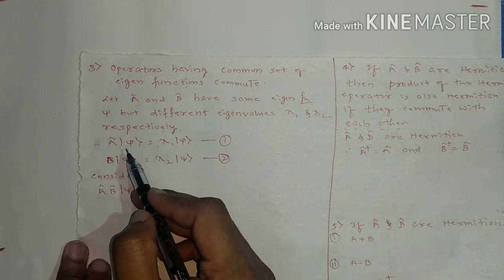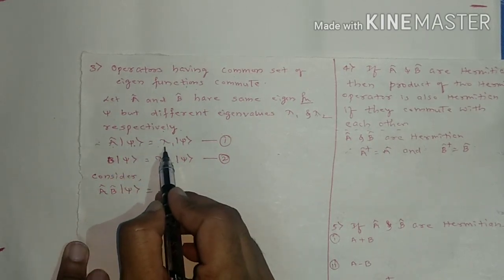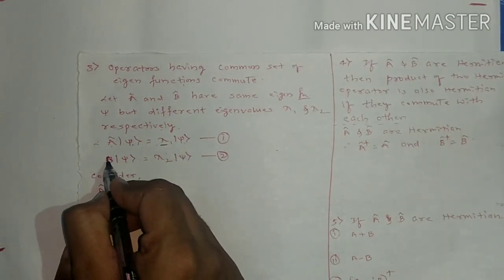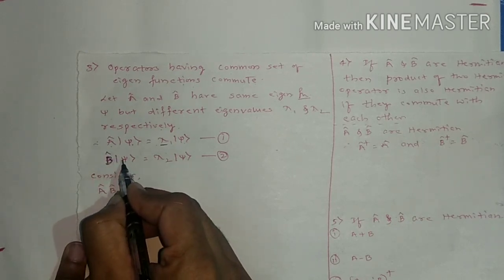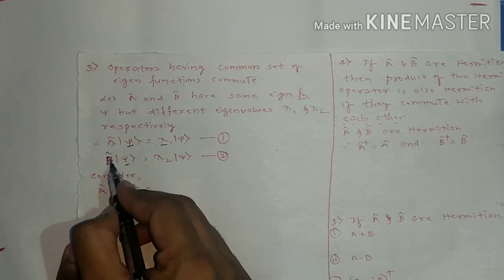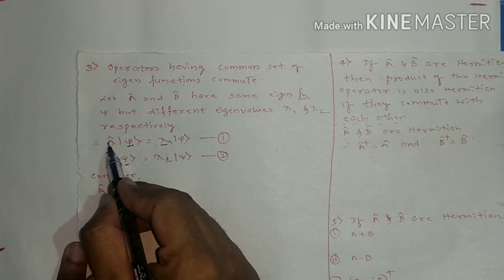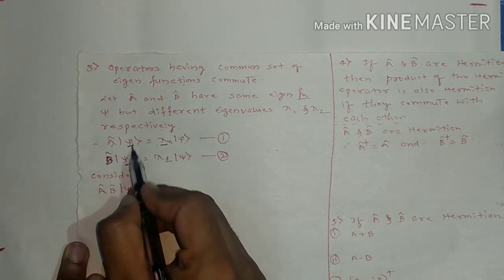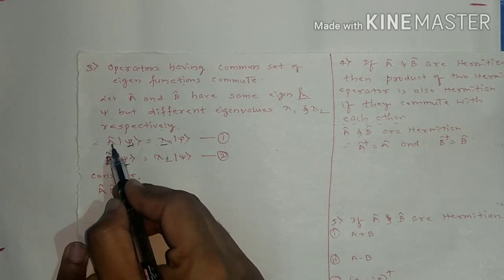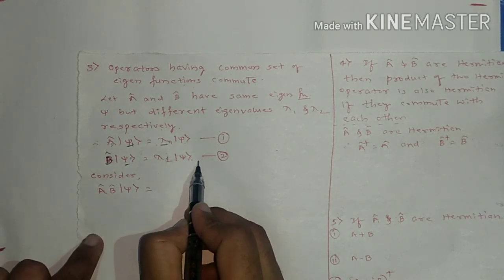Therefore the eigenvalue equation will be: operator A operating on psi gives us eigenvalue lambda 1 psi, and operator B operating on the same eigenfunction psi gives lambda 2 psi. So the eigenfunction is the same but the operators are different and the eigenvalues are different. Now we have to show that these two operators, which have the same eigenfunctions, commute with each other. So we have to show that A and B commute. This is the second eigenvalue equation.